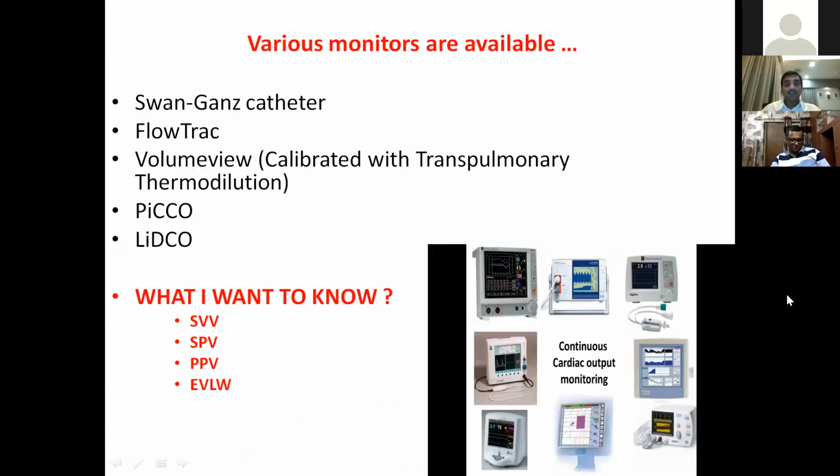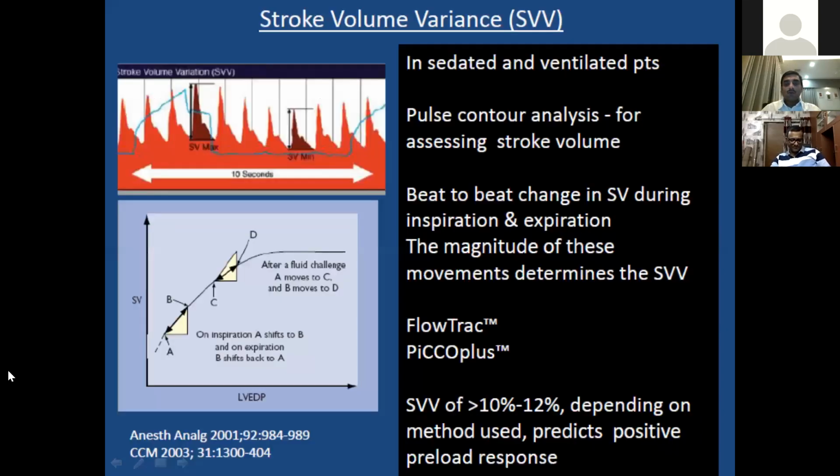fluid resuscitation. And there are lots and lots of hemodynamic monitoring and cardiac output parameters available. But what we want to know are a few, like SVV, that is stroke volume variation, systolic pressure variation, pulse pressure variation, and maybe extravascular lung water. So let's go through them one by one briefly. It's beyond the scope of this lecture to go into great depth, but whatever monitor we use, we must understand what we are using this monitor for.